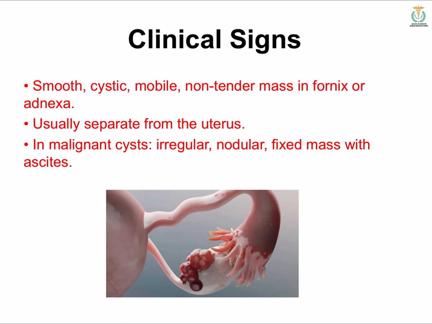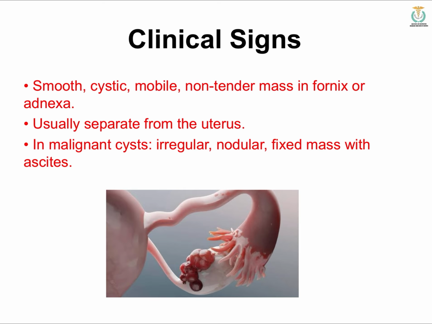Moving on to the clinical signs. What signs will you see in this condition? The ovarian cyst will be a smooth, cystic, mobile, non-tender mass in the fornix or adnexa, usually separate from the uterus. In a malignant cyst, there will be an irregular, nodular, fixed mass with ascites. That will be the presentation in the malignant type of ovarian cyst, and that is important.